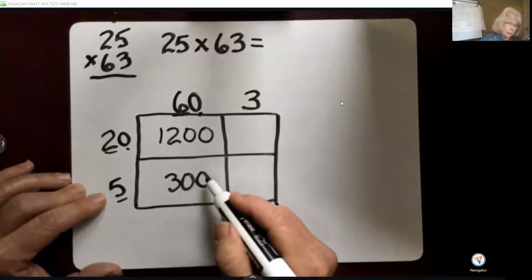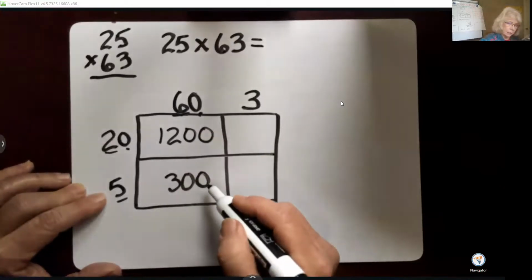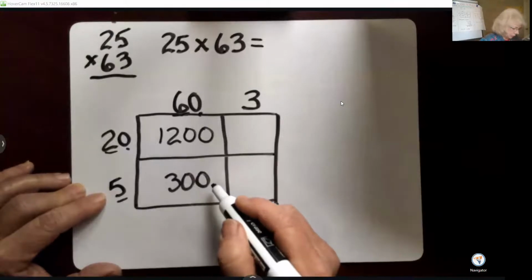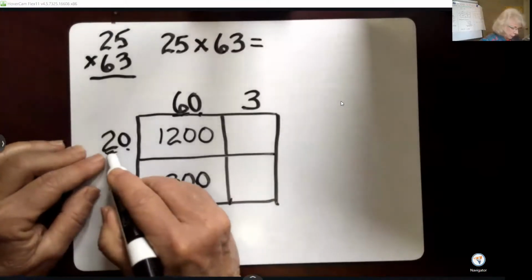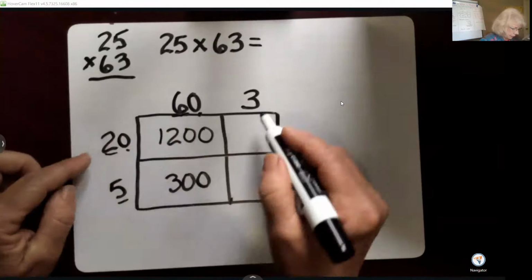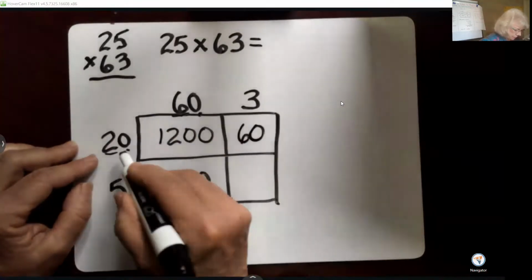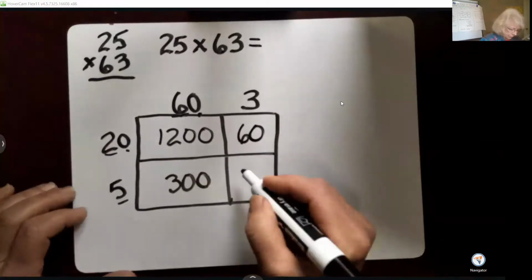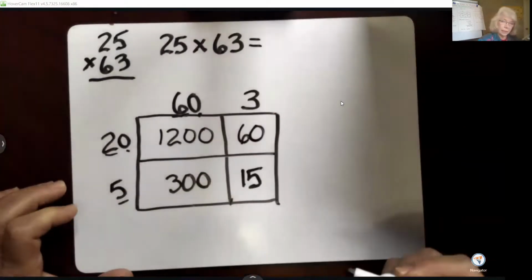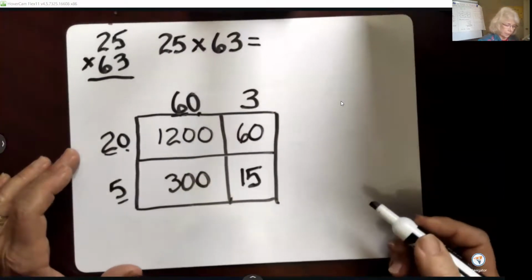That's a common mistake, is to leave off that extra 0. So try to pay attention to that. 20 times 3 is going here. 2 times 3 is 6. Add 1 0. And lastly, 5 times 3 is 15. Okay, so we're through 2 of the steps.